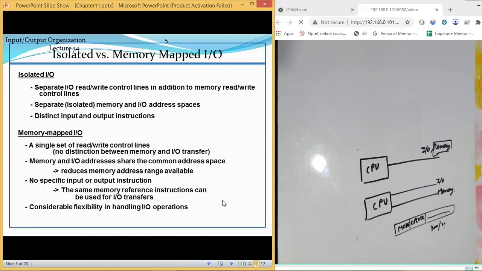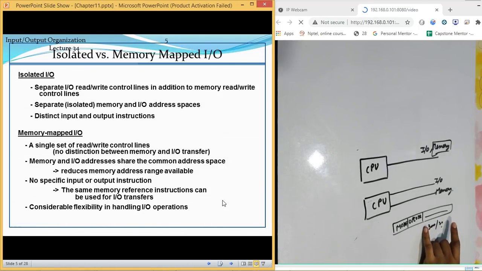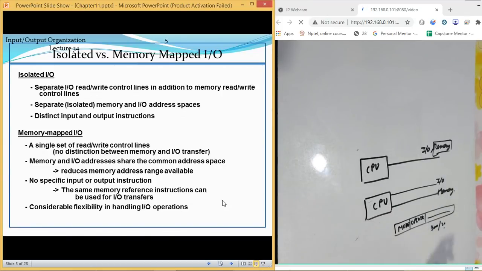It reduces the memory address range available. Now what is the problem? This is one of the problems. The size of memory which we are going to use will be less. The reason is we are having a combined address space. If we are using a combined address space, the maximum number of bits which we can use for address will be less. So it will give us a limitation that we will not be able to include more than a particular amount of memory. So this will reduce the memory address range.